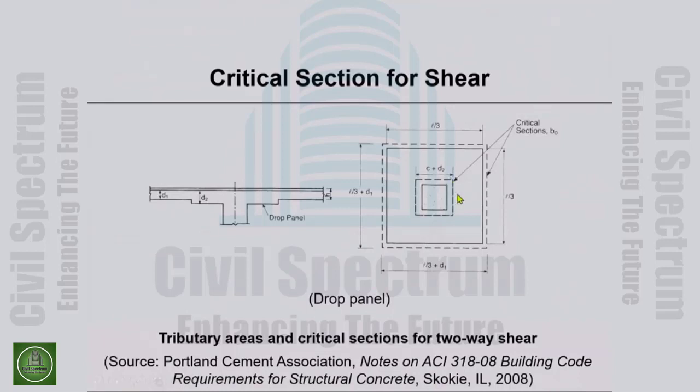So the first critical section, as you see, is here. As I indicated to you, the d is based on the thickness, including the drop. And there is a second critical section around the drop panel. And now the thickness is based on the thickness of the slab itself. Okay. So I think this is pretty clear cut.